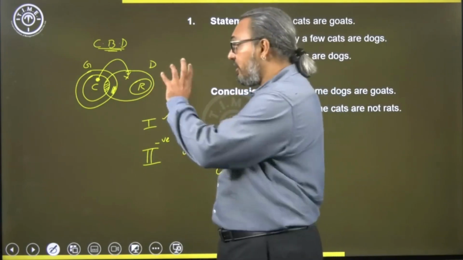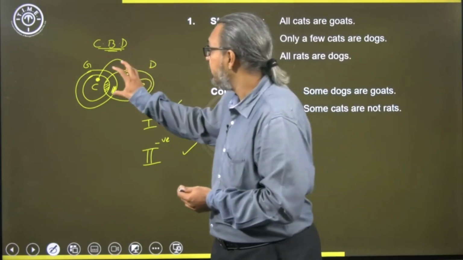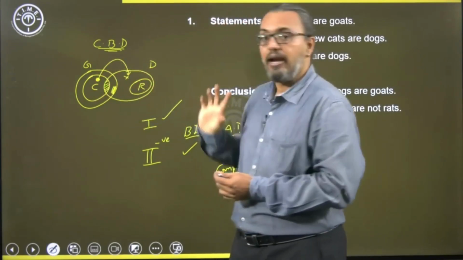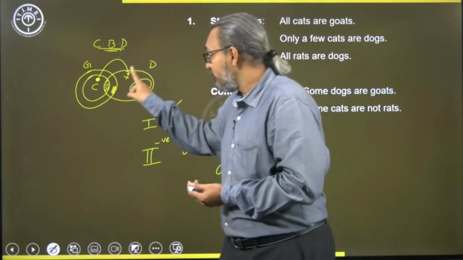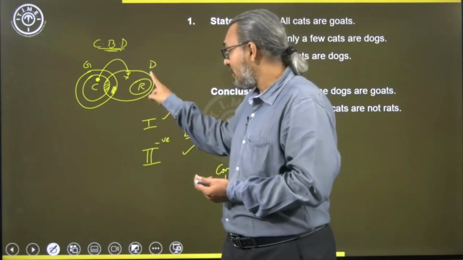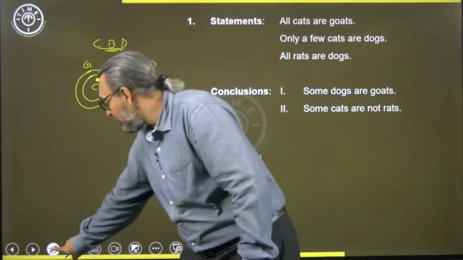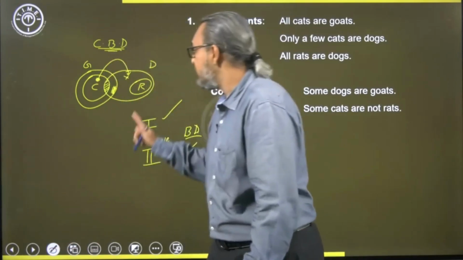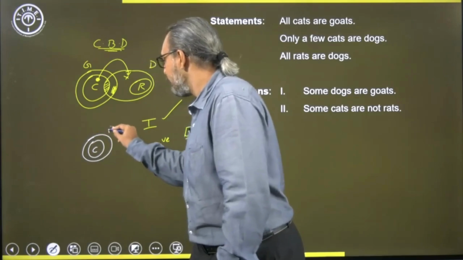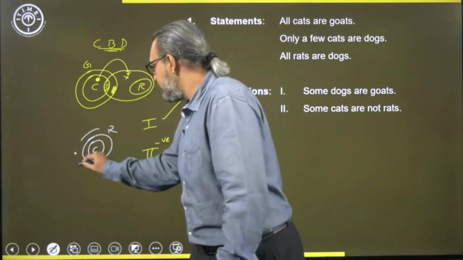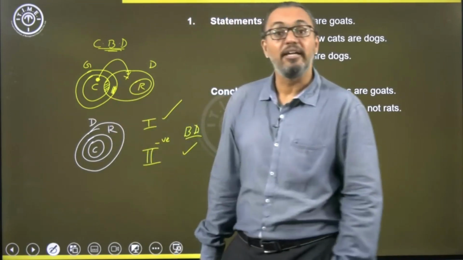Now here is where you have to visualize. What happens if I take all the cats inside rats? All the cats, if I put them inside rats, since rats are already inside dogs, what will I get? All the cats will also go inside dogs. See, if I take all the cats inside rats, you have all the rats inside dogs. So basically all the cats are moving inside dogs.